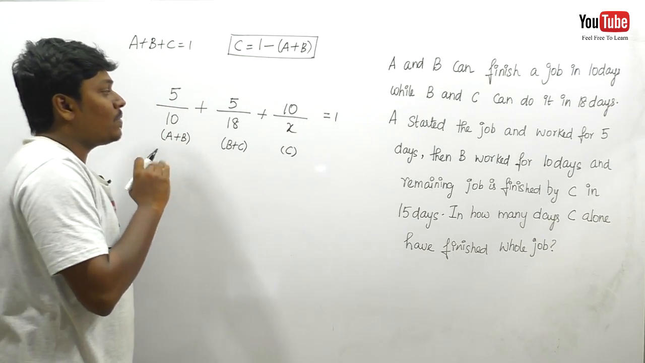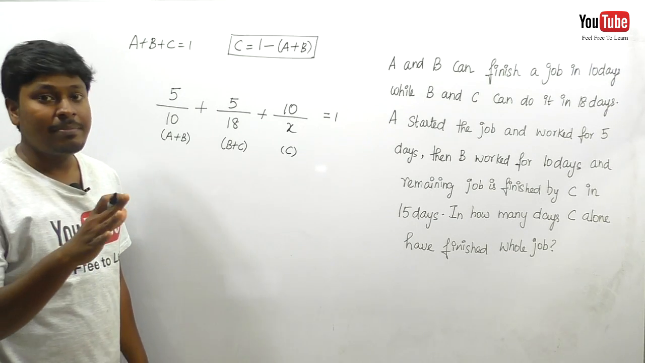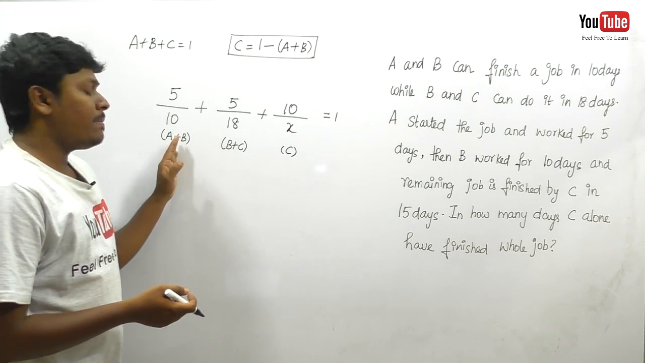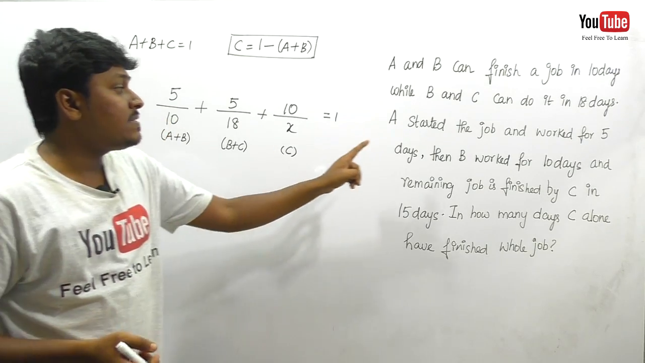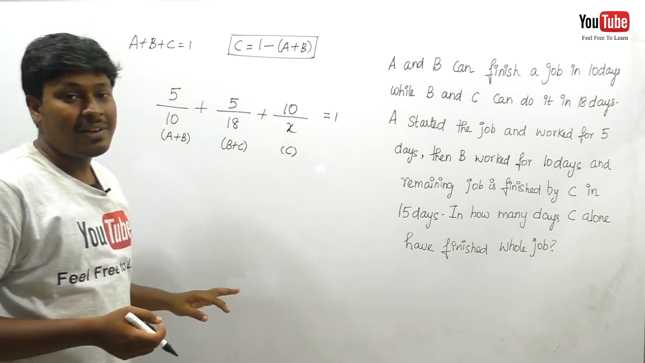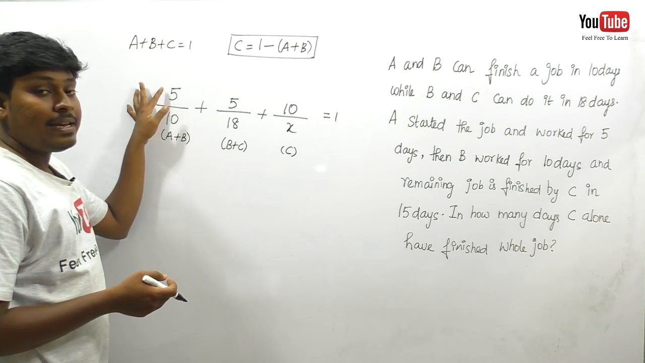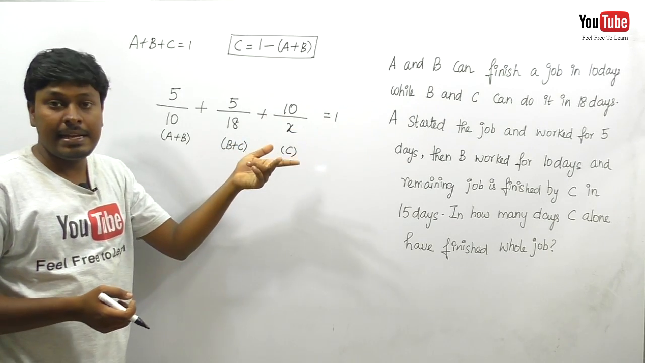So friends, if you write this equation correctly, you can solve all the questions. Friends, I hope everyone might understand this concept. A plus B, B plus C and C alone. So A plus B, we know that A plus B can finish a job in 10 days. Initially they have said that A started a job and worked for 5 days. If I put 5 here, this means that A worked for 5 days and B also worked for 5 days. Then in the second line they have said that B worked for 10 days.